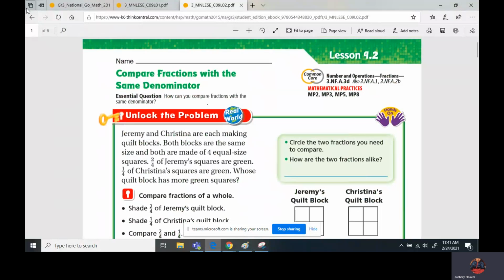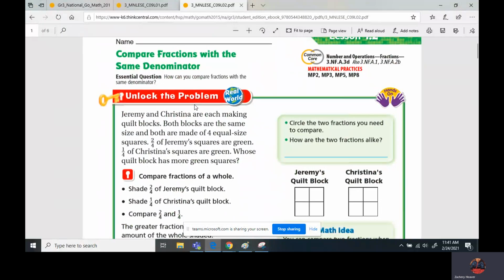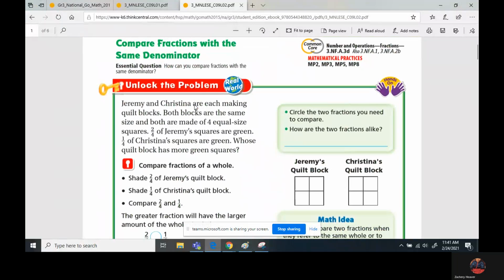Fractions with the same denominator means they have the same number of pieces. If they have the same number of pieces, we look at the numerator. Okay, and I'll show you.